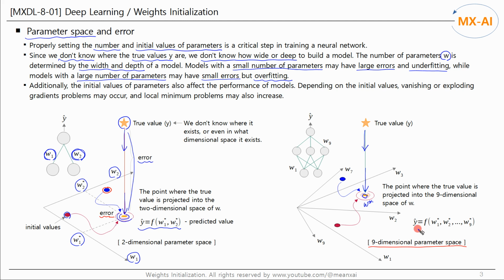This is the y-hat predicted by this model. In general, the error of this model can be smaller than that of the left model. However, because it is a multidimensional space, there may be more local minima and overfitting may occur. For this reason, it is not easy to determine the appropriate number of parameters for a model, i.e., the appropriate width and depth of the model.